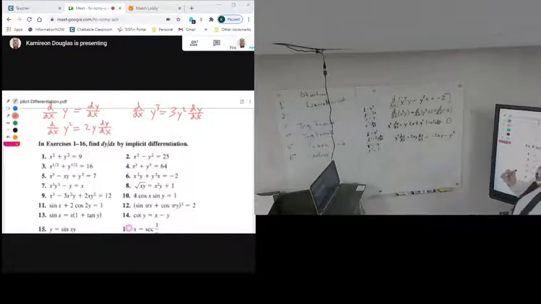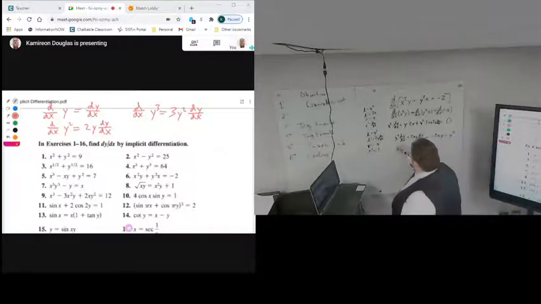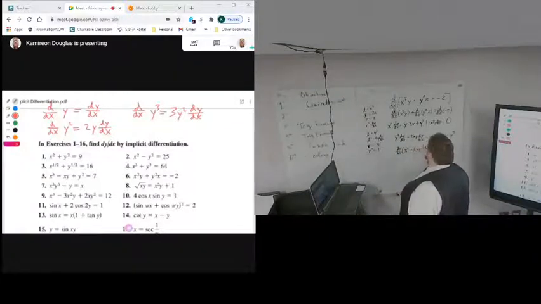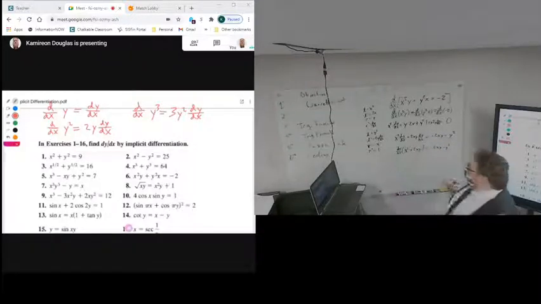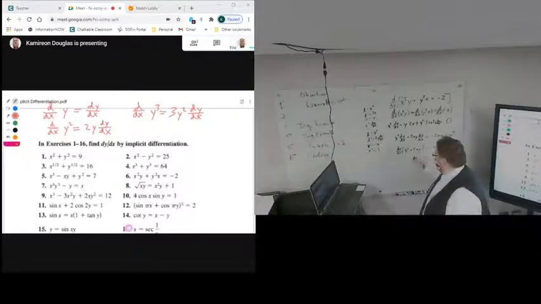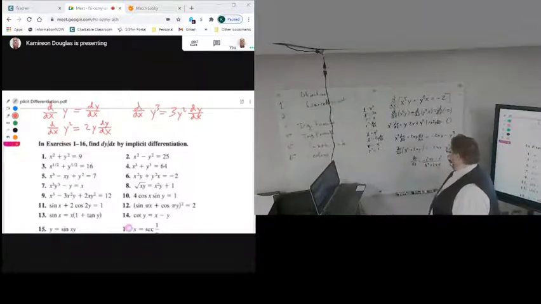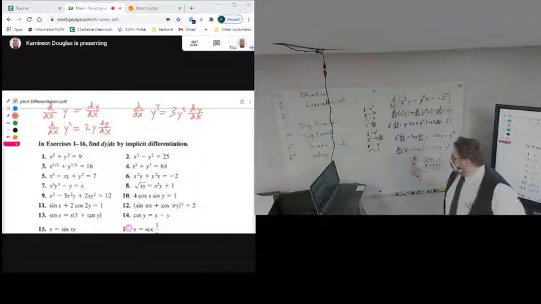Next thing we do, get all the dy dx terms to factor out. So dy dx factors out, leaving behind x squared plus 2xy, equals negative 2xy minus y squared. I then divide to get dy dx by itself. dy dx is equal to negative 2xy minus y squared over x squared plus 2xy. And this is your derivative.